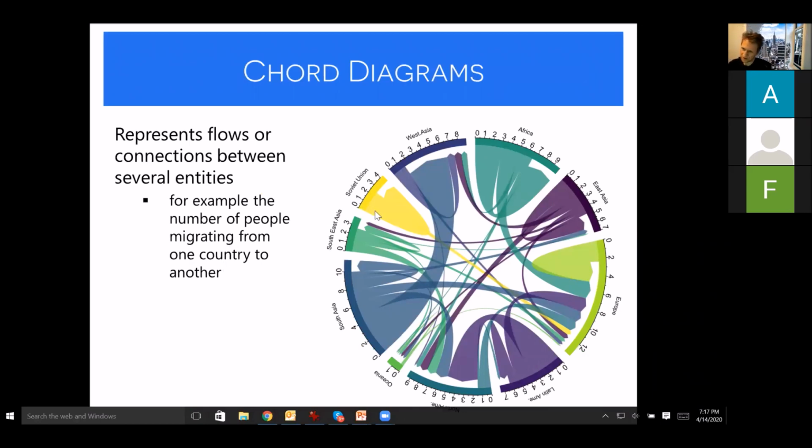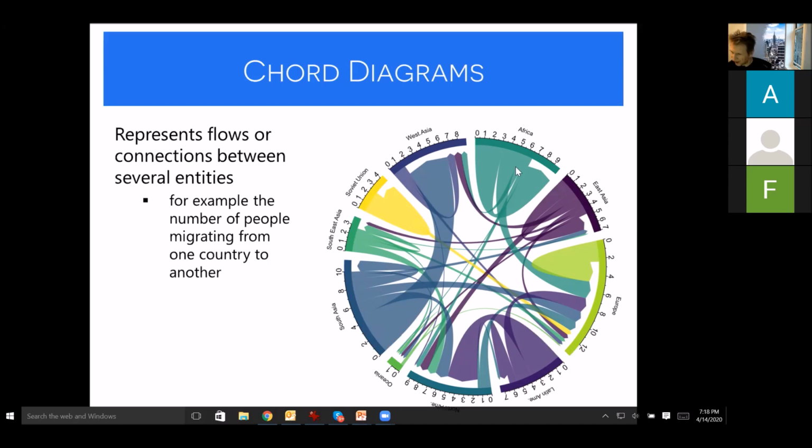For example, this is a chord diagram, where you look at connections between several entities. Here are the different entities, West Asia, Africa, East Asia, and so on, and the migration patterns that they had. You can see that from South Asia, a lot of migration happened to West Asia. Some of them just moved around within South Asia, and from the Soviet Union, a lot of people moved from here, and so on.